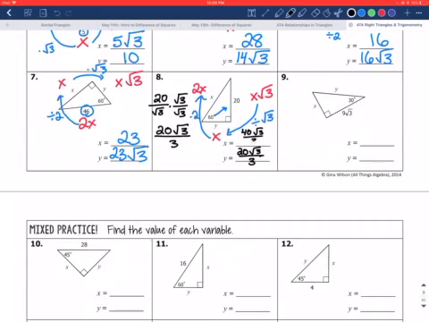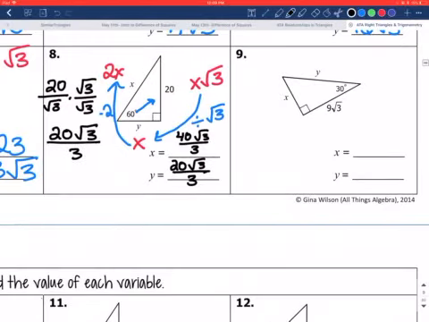All right, and we're back from your commercial break. There is 40 square roots of 3 over 3, and all you're doing is multiplying that by 2. So for number 9, they really made it nice and easy for you, right?